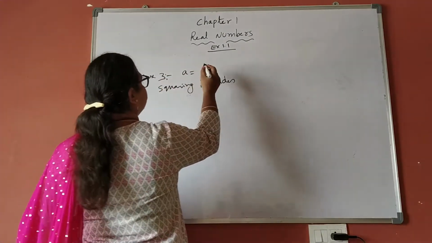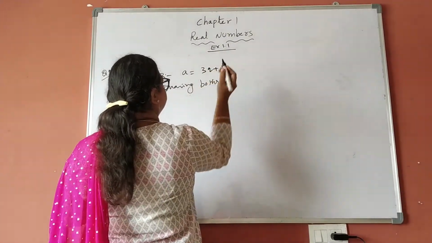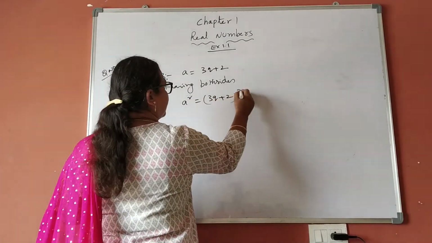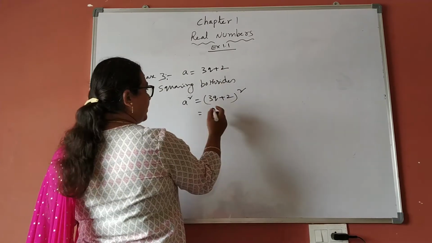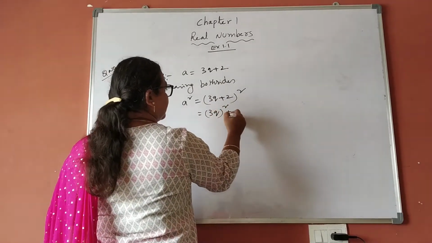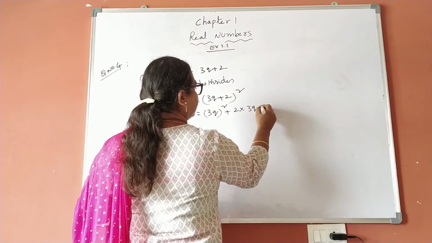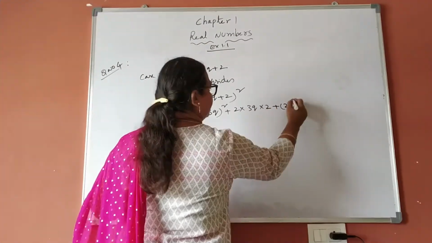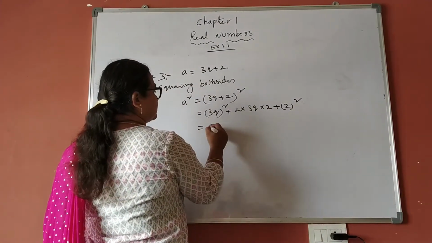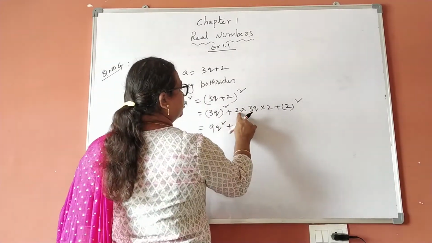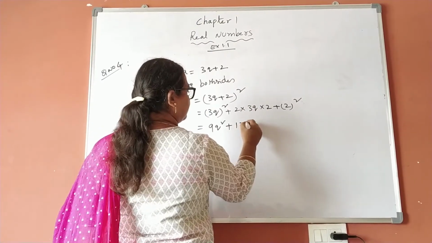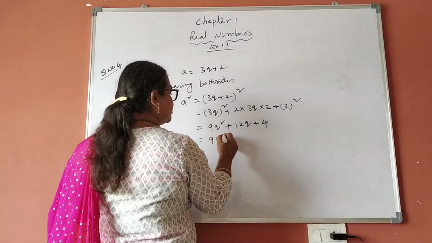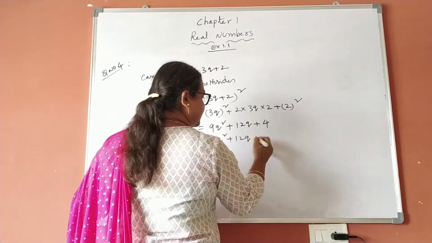In case 3, a is equal to 3q plus 2. Squaring both sides, a square is equal to 3q plus 2 whole square. a plus b whole square: a square plus 2 into a into b plus b square. So 9q square plus 2 3s are 6, 6 2s are 12q plus 4. So this is equal to 9q square plus 12q plus 4.